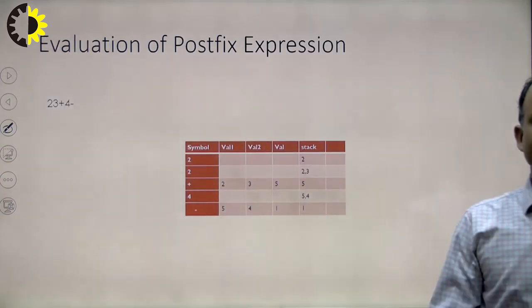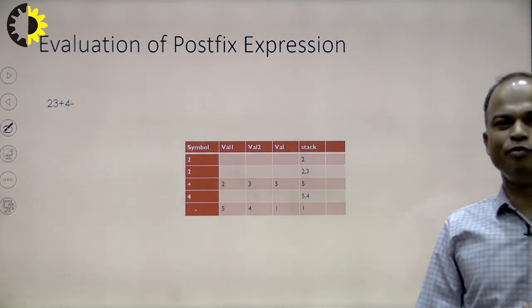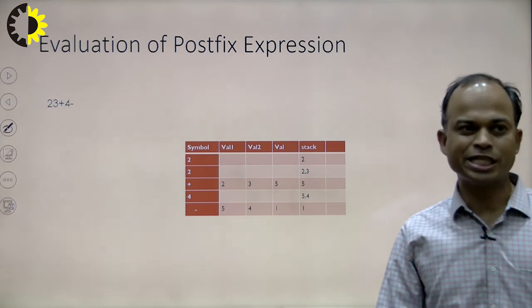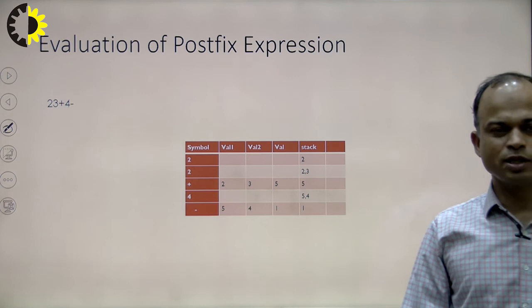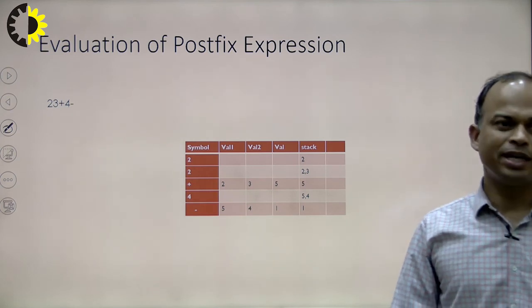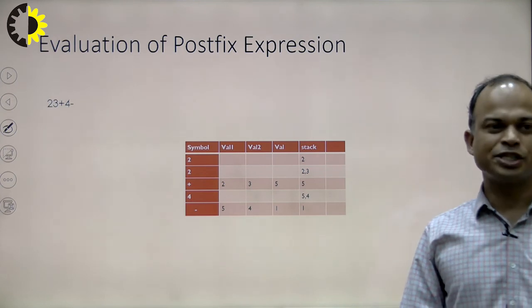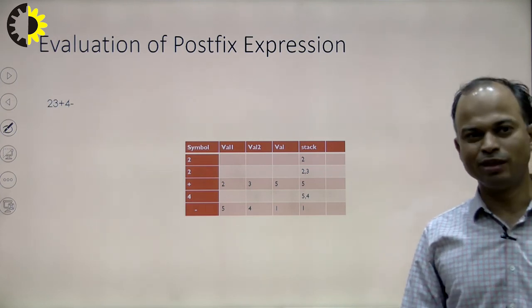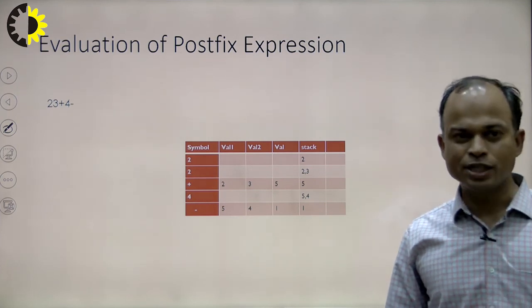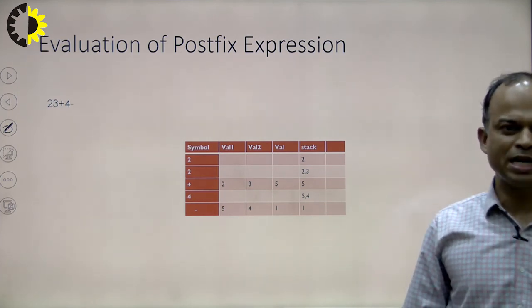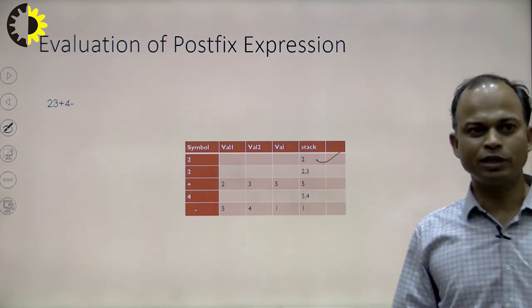Our last concept related to the conversion is evaluation of postfix expression using the stack. Say we have the expression 2 3 plus 4 minus. How can we evaluate this postfix expression? Initially we scan the first symbol, which is 2. If any operand comes, we push this operand onto the stack. Therefore, we have pushed 2 onto the stack.